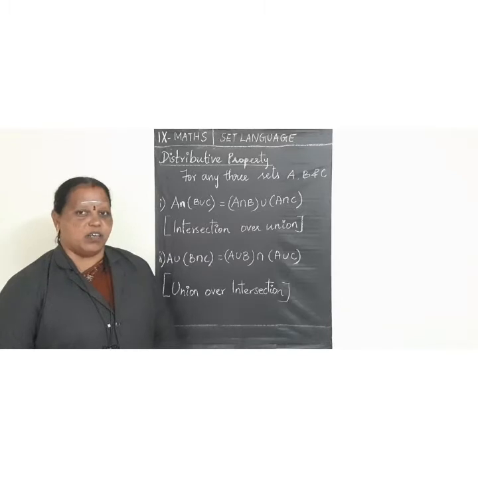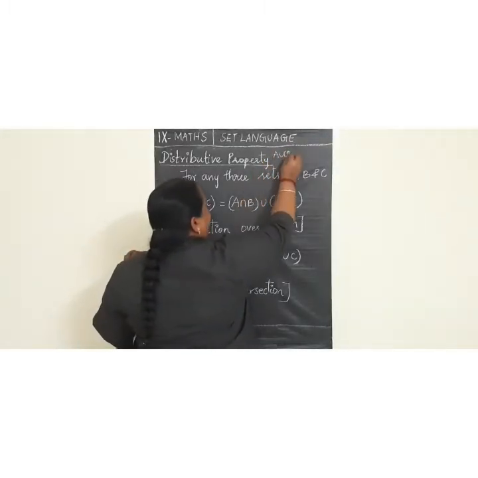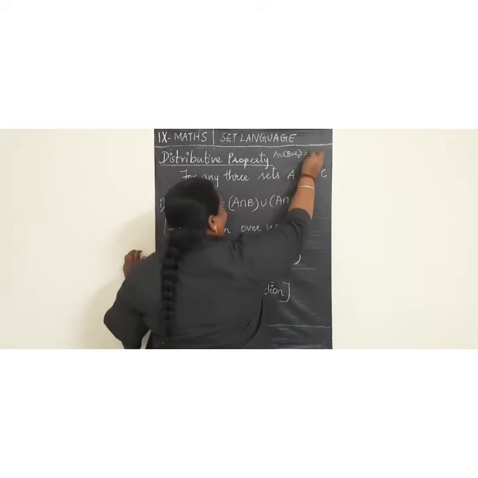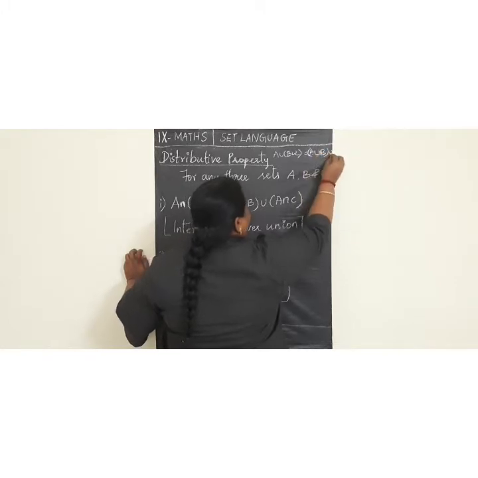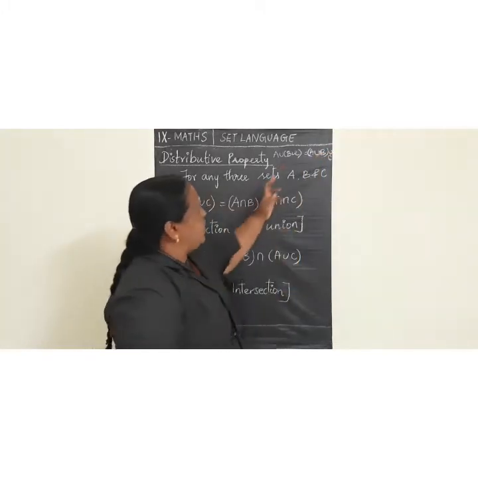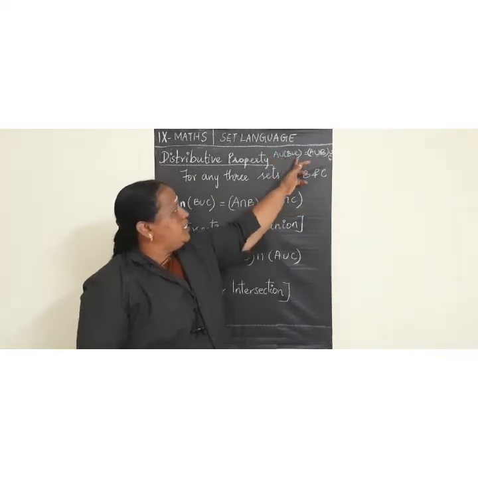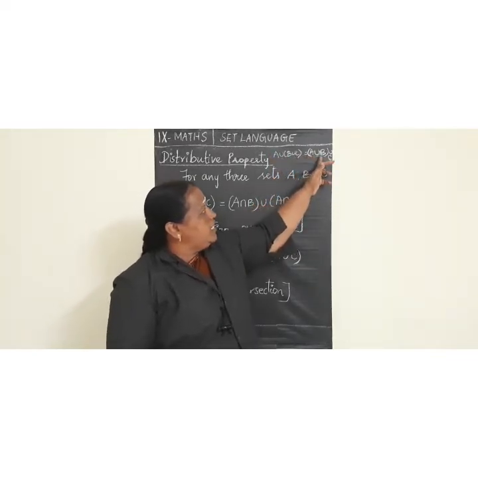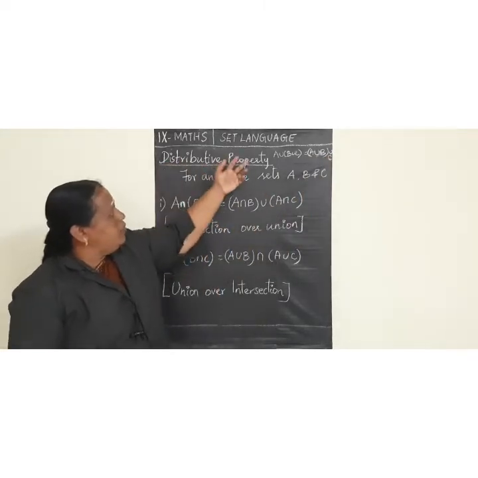Next, the associative property we discussed, that is (A union B) union C is equal to A union (B union C). Only the brackets are different. Likewise for intersection, (A intersection B) intersection C is equal to A intersection (B intersection C). Now we are going to see the distributive property.